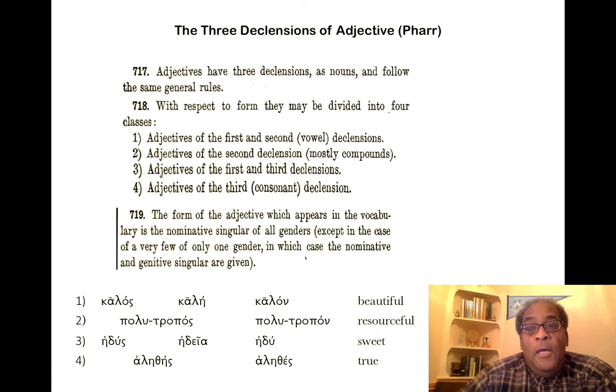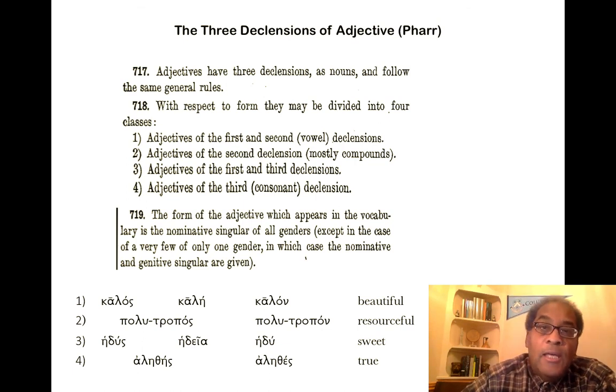Now, so far we've seen the first declension and the second declension, and together we'll see that the first and second declension give us the 1-2 declension endings for adjectives. Because we see that adjectives in Greek have three different declensions, and as with nouns, they follow basically the same rules as the nouns.